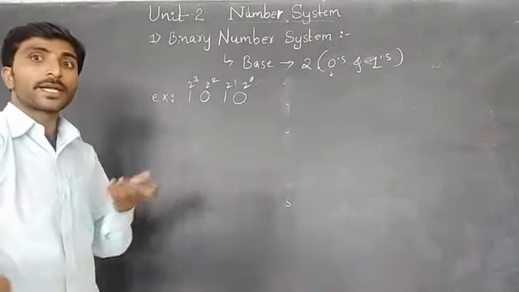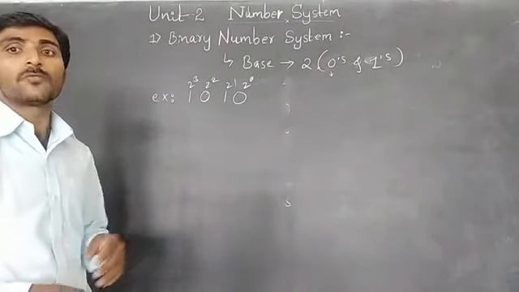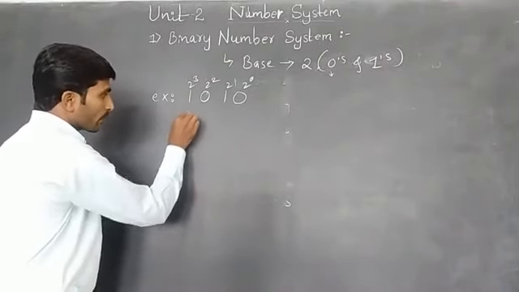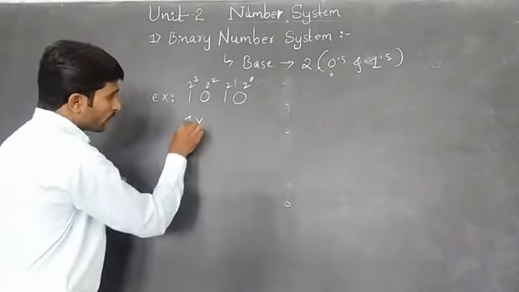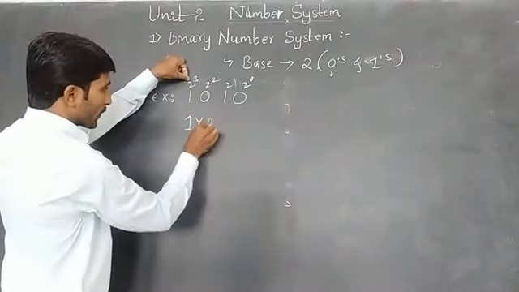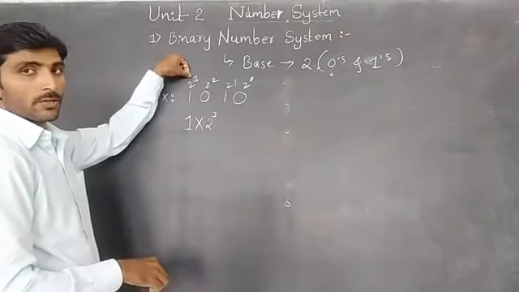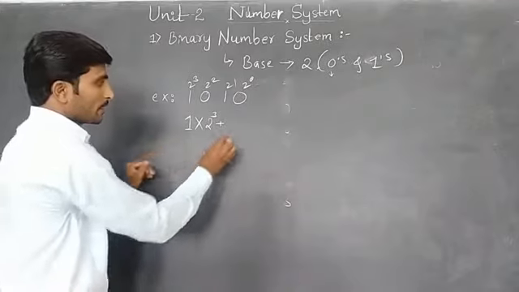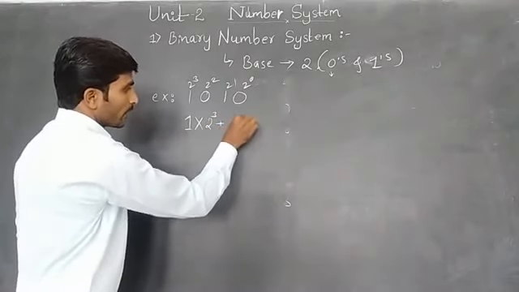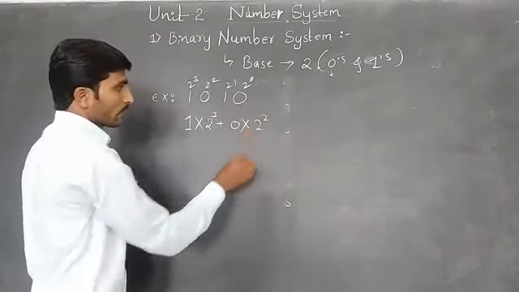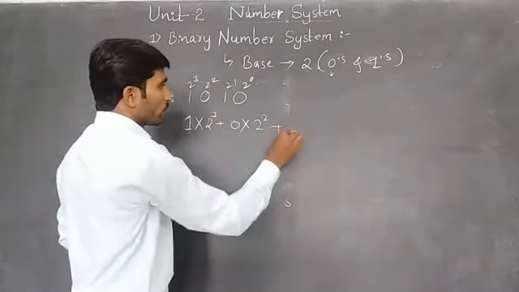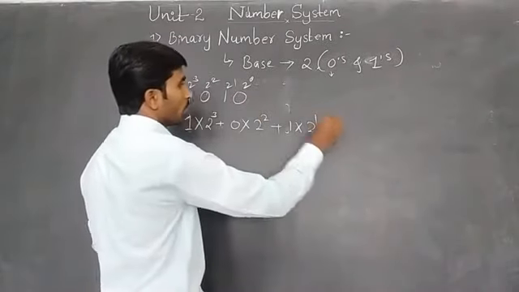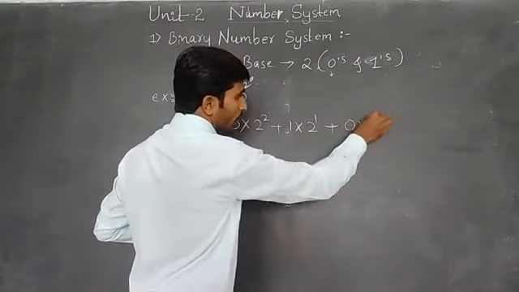How to write this one? In the form of a sum of products we have to write. The first digit 1, you write 1 as it is, into 2 to the 3. Then plus, after each digit you write plus: 0 into 2 to the 2, plus 1 into 2 to the 1, plus 0 into 2 to the 0.